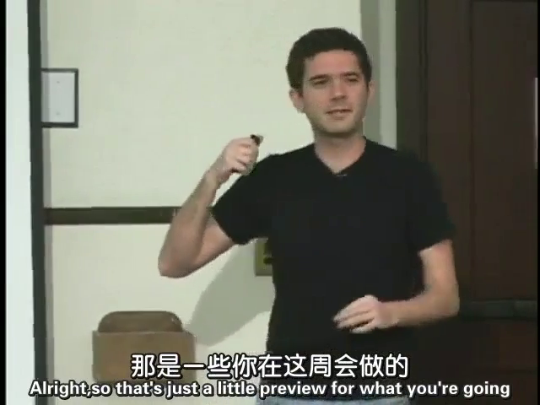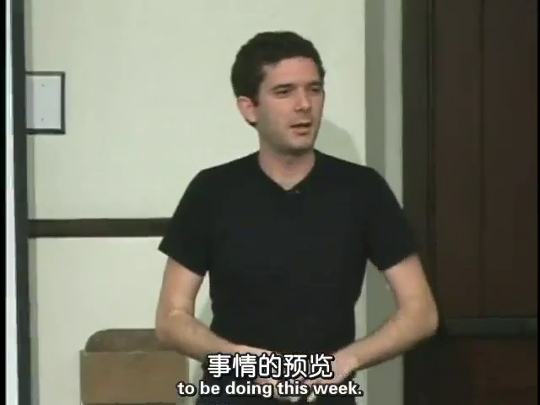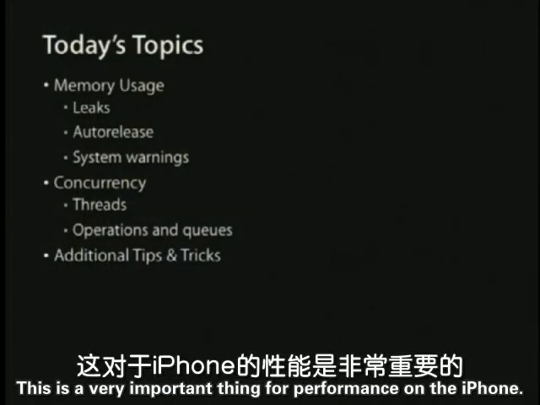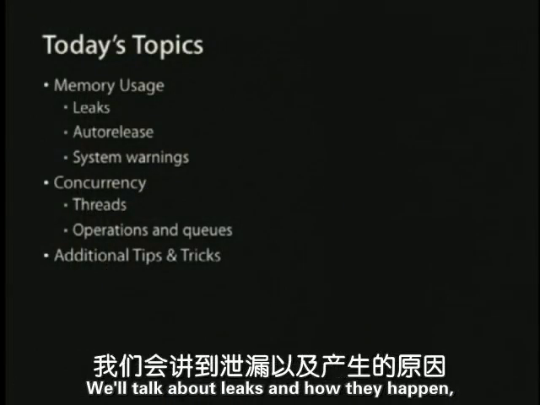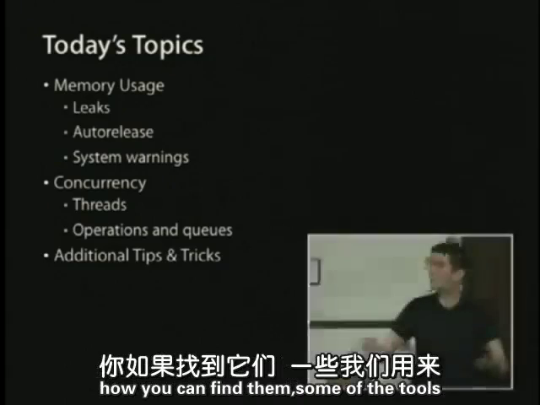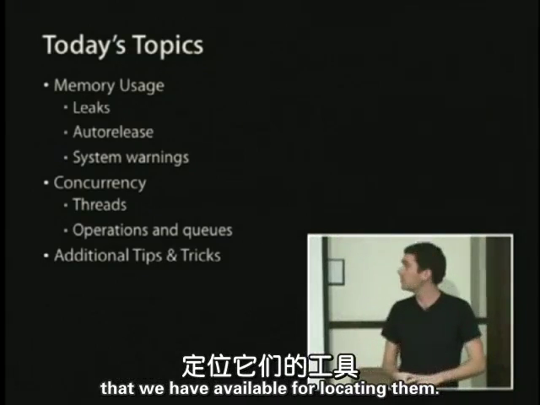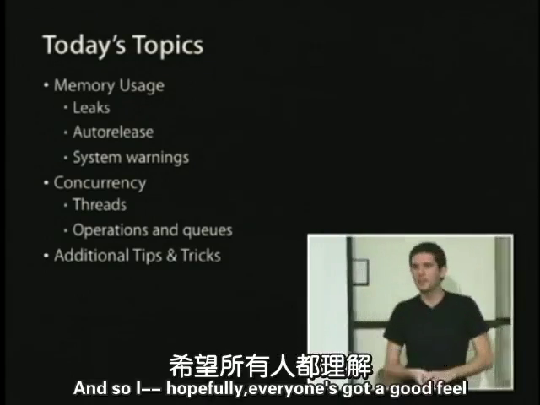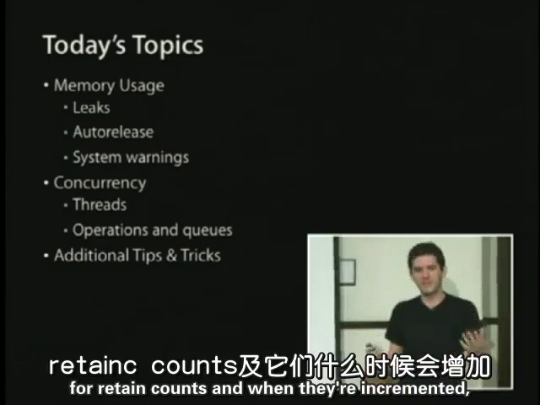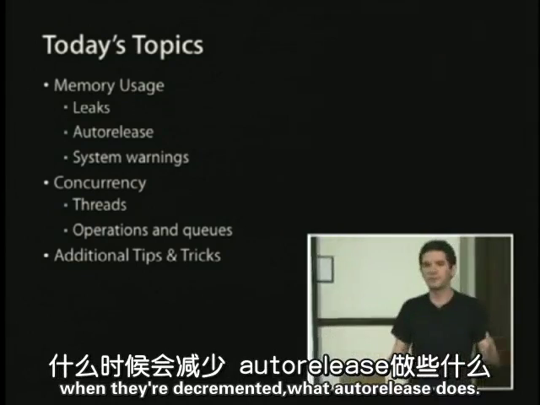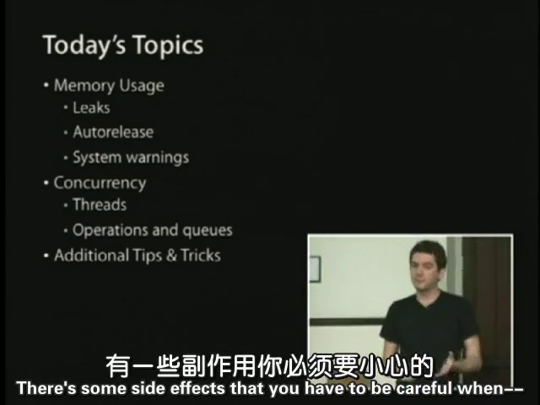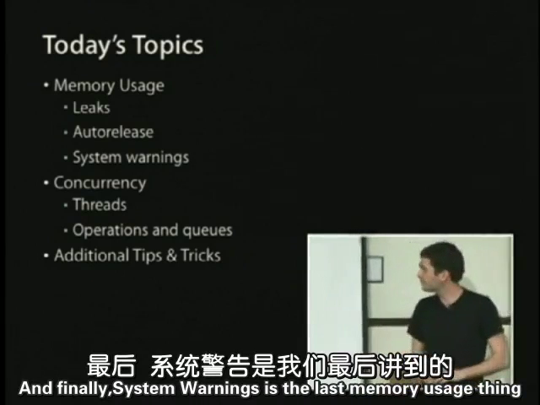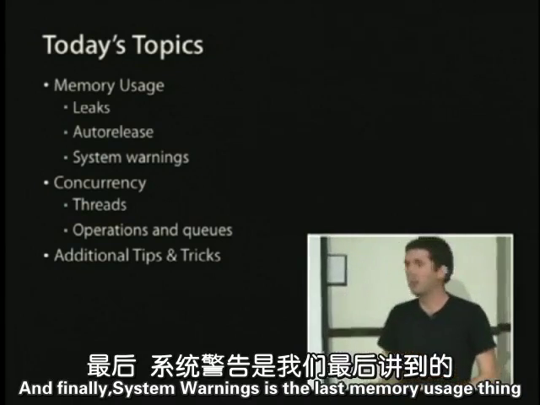All right, so that's just a little preview for what you're going to be doing this week. As far as today's lecture is concerned, as I mentioned, we're going to be talking about memory usage. This is a very important thing for performance on the iPhone. We'll talk about leaks and how they happen, how you can find them, some of the tools that we have available for locating them. Autorelease, we've talked a lot about autorelease and memory management in general. And so hopefully everyone's got a good feel for retain counts and when they're incremented, when they're decremented, what autorelease does. There are some side effects that you have to be careful of when you're using it. So we'll talk about some of those today. And finally, system warnings is the last memory usage thing we'll talk about.